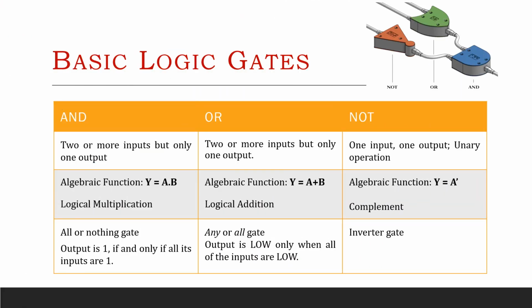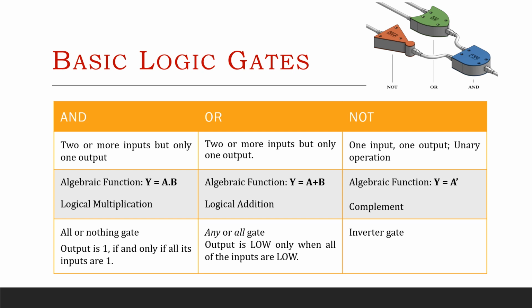Now let's summarize the main points that we discussed so far about the basic logic gates AND, OR and NOT. The AND gate takes two or more inputs but generates only one output. The algebraic function is y = a into b. That means it performs logical multiplication. This gate can be called an all or nothing gate because its output is 1 if and only if all of its inputs are 1.